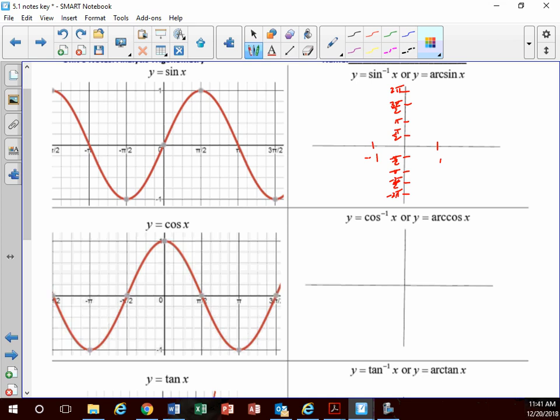Okay, so let's think about some points on this graph. On sine, I have the point (0, 0). So when I do the inverse, what point does that become? (0, 0). Good. All right, the next point then for sine is (pi over 2, 1). So what am I going to graph? (1, pi over 2).